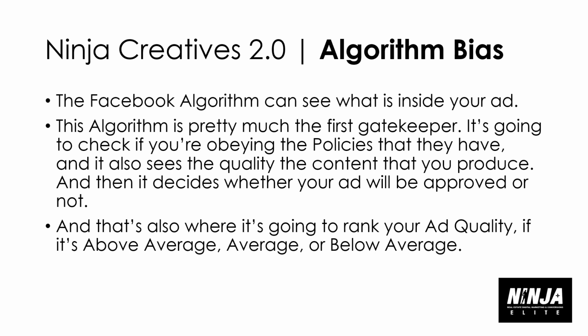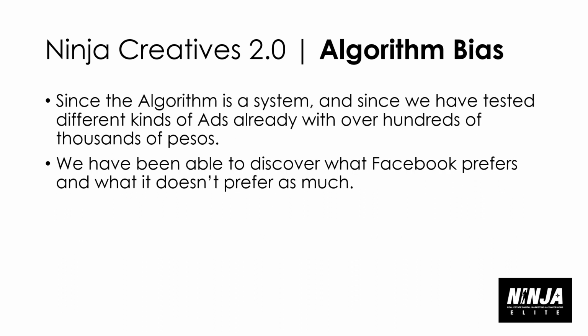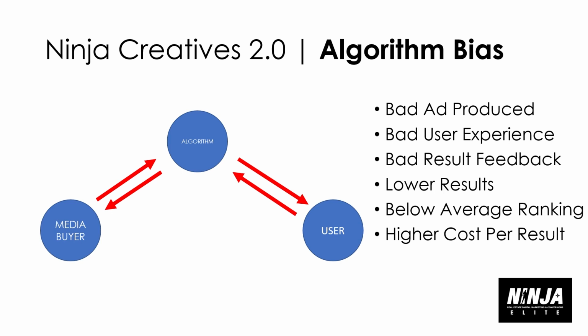Now, this is something that you're going to be seeing a lot in your ad campaigns. We're going to be talking about that very soon. Since the algorithm is a system, and since we have also tested different kinds of ads with over hundreds of thousands of pesos, we have been able to discover what Facebook prefers and what it doesn't prefer as much. So let me explain this to you using this graphic right here. As you can see, this is the media buyer, this one's the algorithm, and this is the user right here.